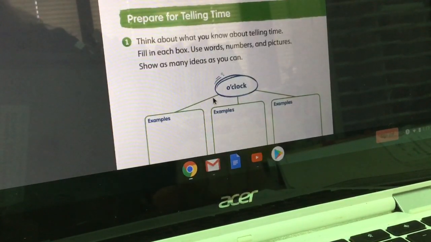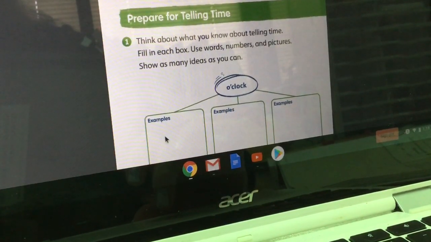So our directions say, think about what you know about telling time. Fill in each box. Use words, numbers, and pictures. Show as many ideas as you can. So our focus here is the word o'clock. What does o'clock mean? We've used that a lot already in today's lesson. When I hear o'clock, I think that it means exactly on the hour. So for one of my examples, I can write using words, as mentioned up here, on the hour. Or maybe you want to say exactly on the hour.